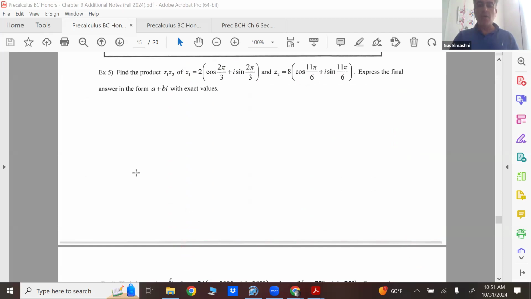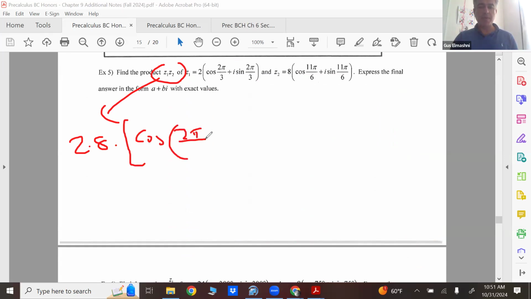So it shouldn't be too bad. You don't need to actually evaluate this. If you want to find the product, you're simply going to do 2 times 8 times, guys, quiet please, cosine of 2 pi over 3 plus 11 pi over 6, plus i sine of 2 pi over 3 plus 11 pi over 6.